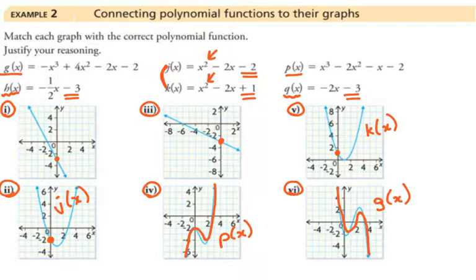Now we are left with the two linears. We can't use leading coefficient because they're both negative. We can't use y-intercept because they both have the same y-intercept. We need to look at the slope of these lines. So if we look at slope, it's something we looked at back in grade 10. Slope is rise over run. And to calculate slope, you need 2 points.